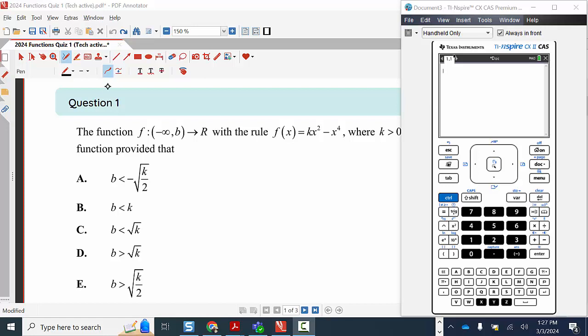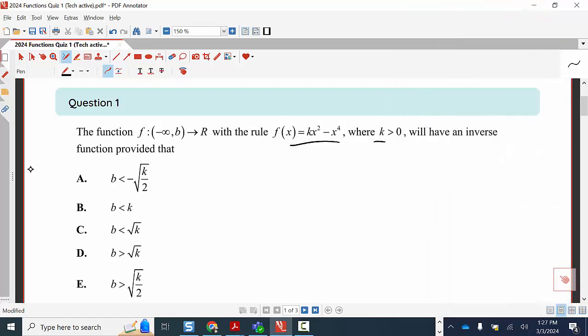In this video, I'll go through the solutions to the quiz we did on functions. So we'll start with this one here. The function f from negative infinity to b with this rule here, k value greater than 0, will have an inverse function provided that... Okay, so the first move I'm going to make is try to work out what this function looks like. Because basically what I want to do, with a domain restriction, is make the function one-to-one.